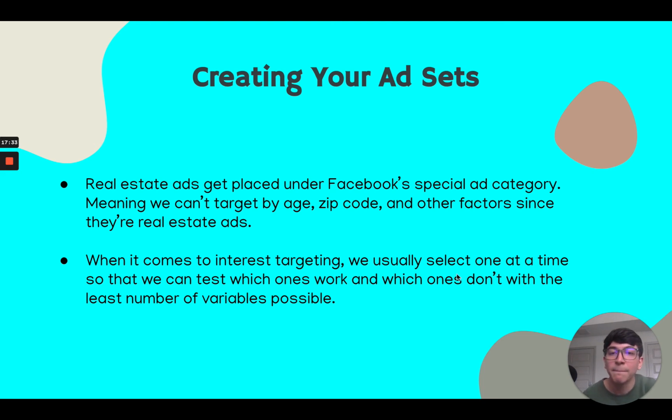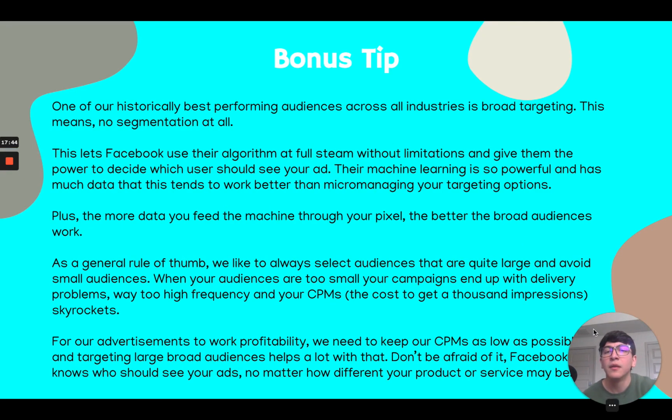Now, again, for interest targeting, we usually just select one interest at a time. That way we don't have too many variables and it doesn't get all messy. Now, one of the best targetings that we've experienced is just broad targeting. That means no interest targeting at all. We just let Facebook and its algorithm run without limits, full steam. They get to decide who views your ad and who should see your ad. And it just makes it a lot easier and it gets better results rather than us micromanaging your targeting options.